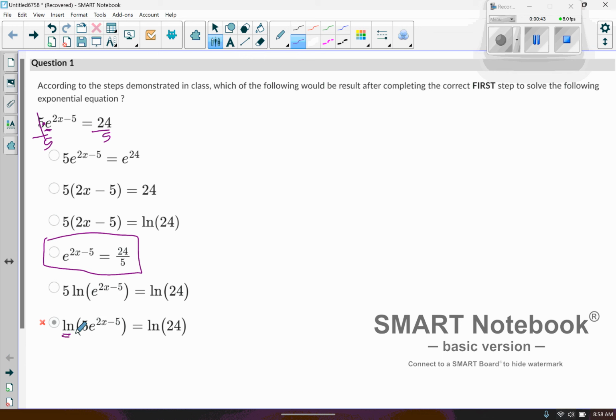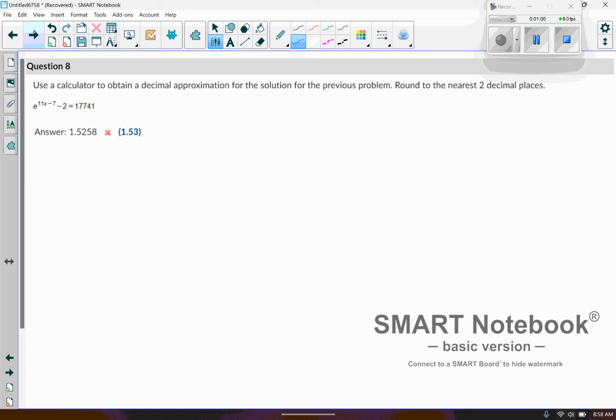Then you're able to take the natural log after you isolate the base, because like I said, the 5 is not part of the base. It doesn't have that exponent, 2x minus 5. So you had to divide both sides by 5 before you take the natural log of both sides.